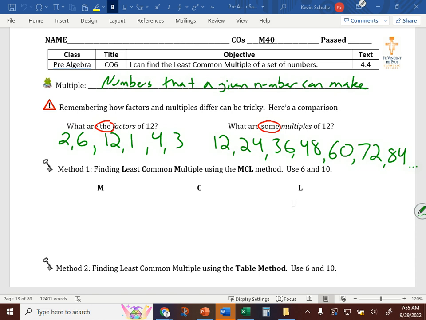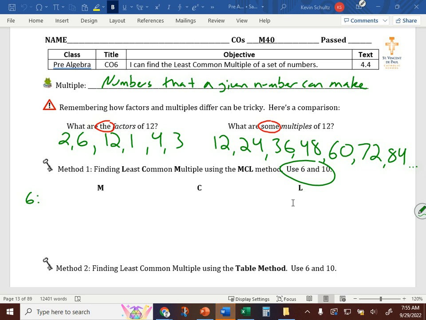Here we go, finding least common multiple. We're going to use 6 and 10. The first method I'm going to show you is the listing method. Just like we listed factors for greatest common factor, we're going to list the multiples of 6 and 10. Under M, which stands for multiples, give me some multiples of 6 and 10.